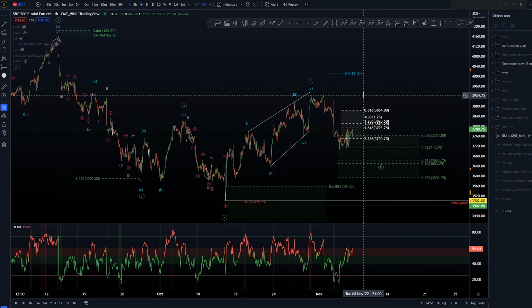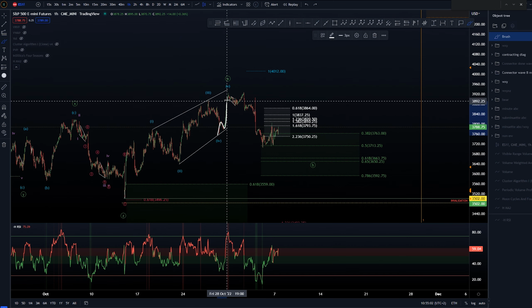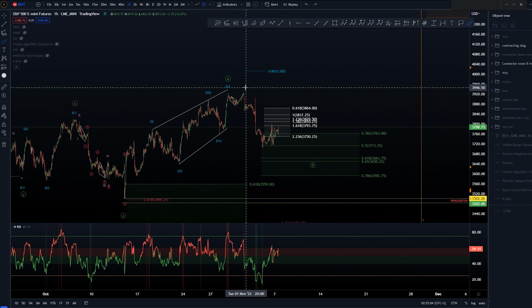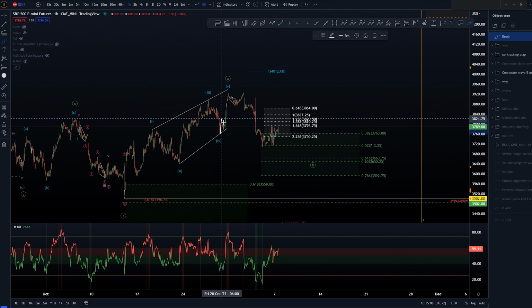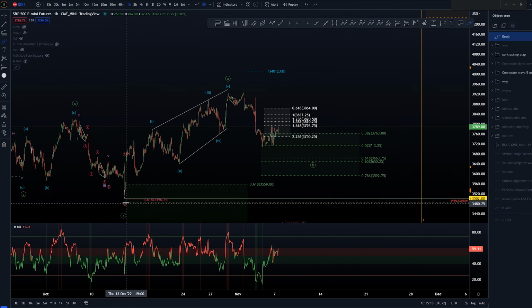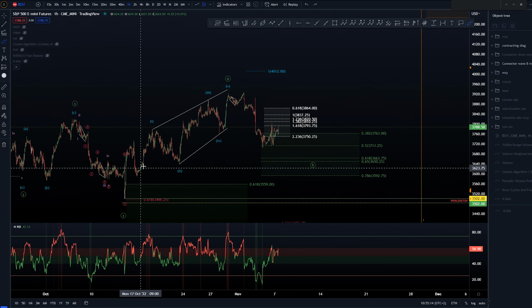The issue that we had here is, again, we could be labeling this as 1, 2, 3, 4 and 5, having this as A, B and C. But if we are placing the 5th wave top here, we would be having this as a five-wave structure, and that is not good, because what we have here starting this whole thing is a zigzag.